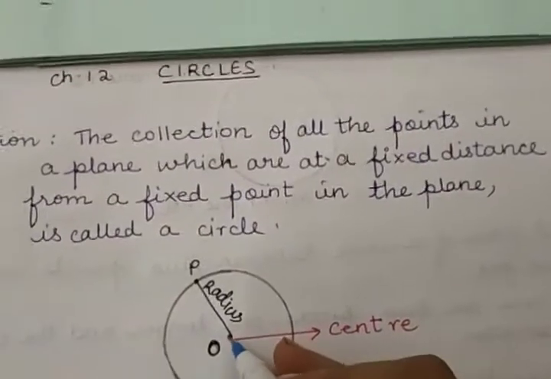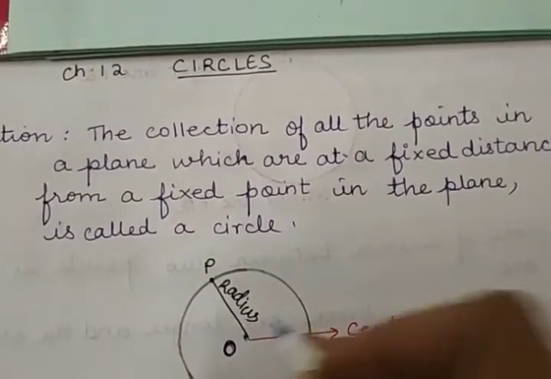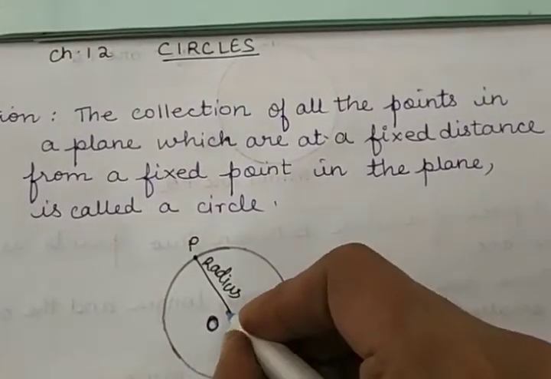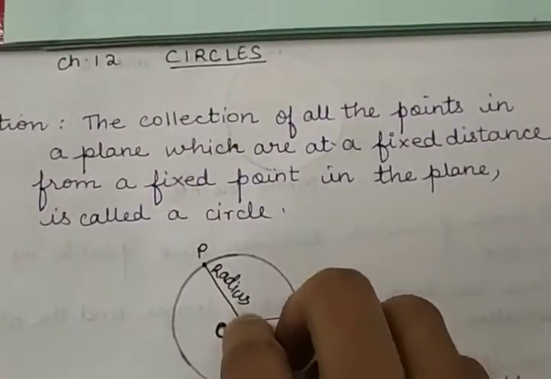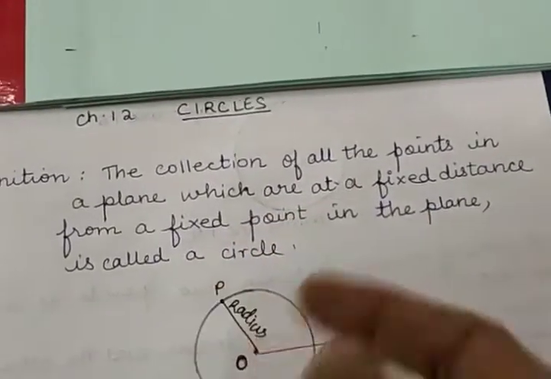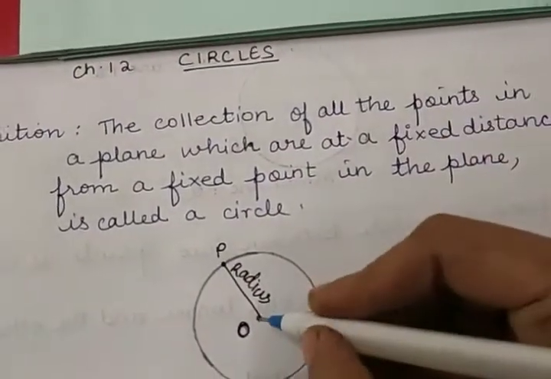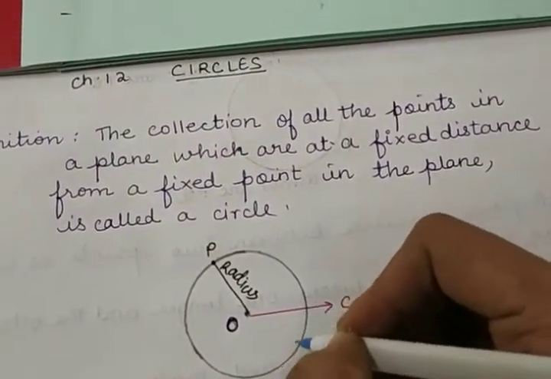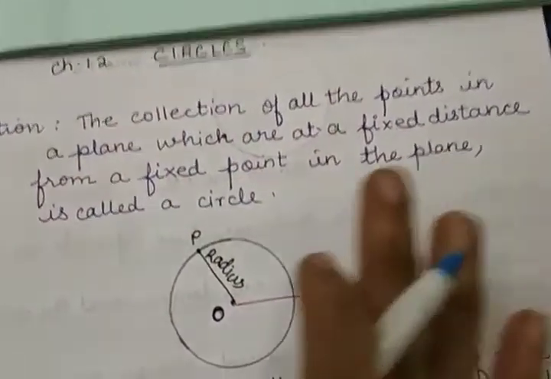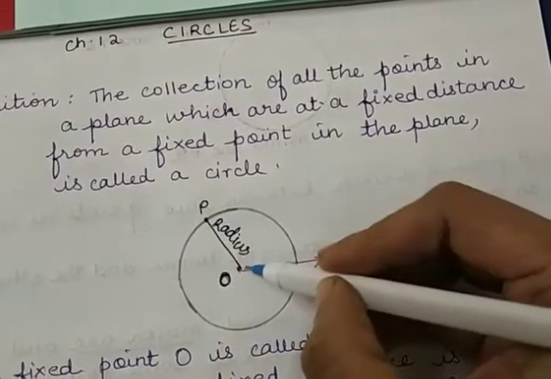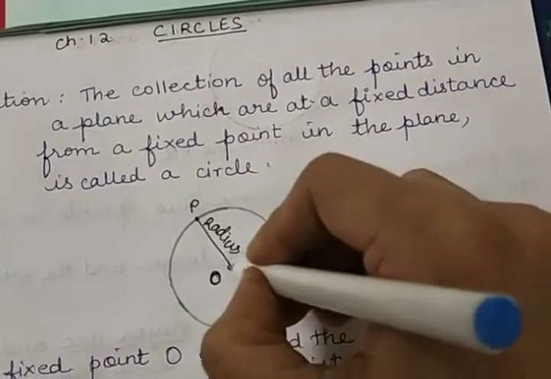Suppose you take any fixed point. Okay, you must have used your compass to draw a circle. So what you do is you take your compass, fix a point, and with that you draw a circle. Correct? So you see, a circle is a collection of all these points. Okay, this is your plane. Then a circle is a collection of points on a plane which are at a fixed distance from this fixed point.